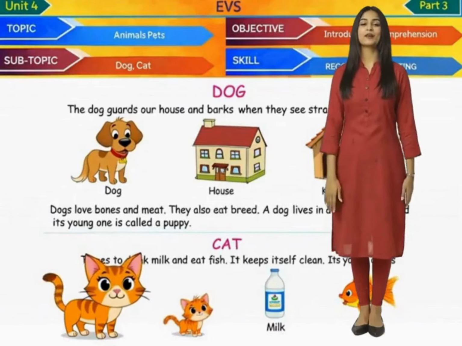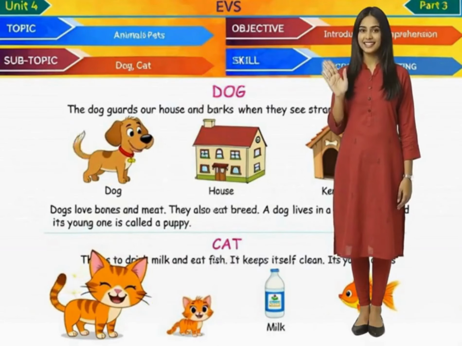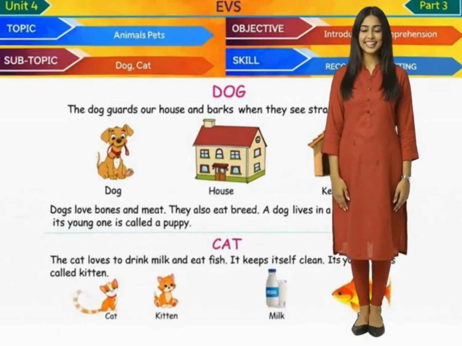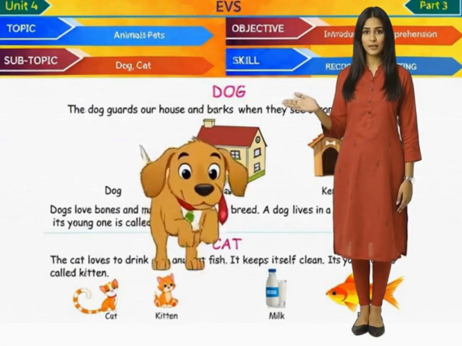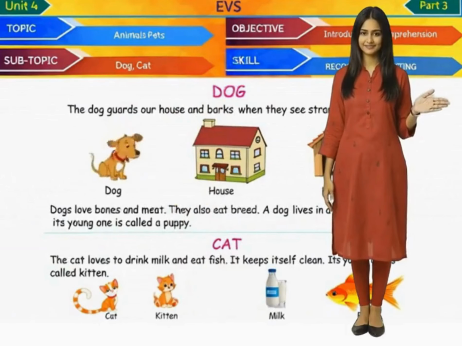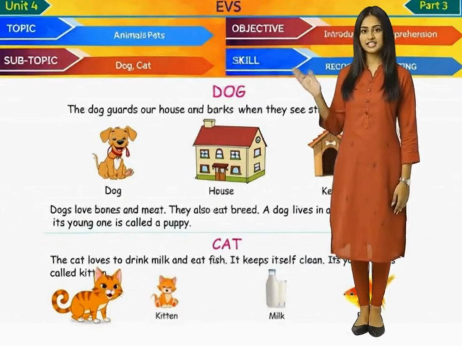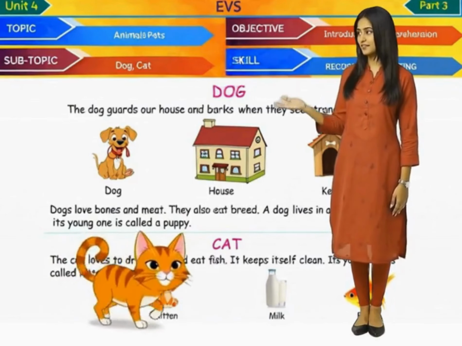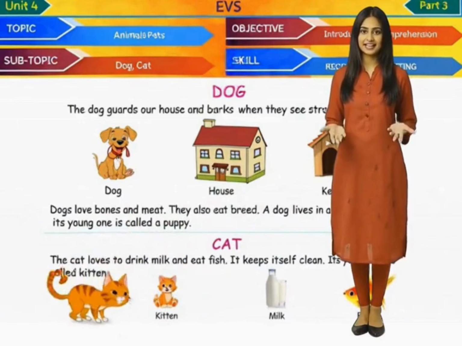Hello, little stars. Welcome back to our new session. Today we are going to learn about pets: the dog, the cat, the kitten, the fish. First, let us talk about the dog. A dog is a faithful animal that guards our house and barks loudly. Now let us learn about the cat. A cat is a soft and gentle pet that loves to drink milk and eat fish, and it keeps itself clean by licking its body.